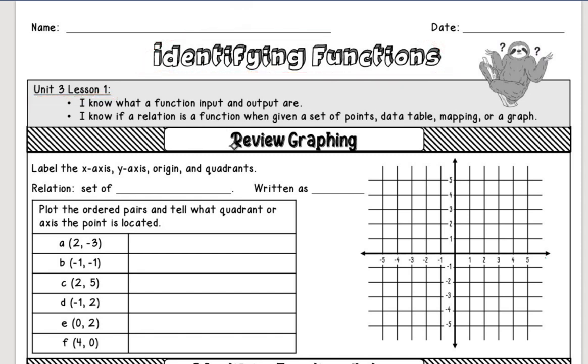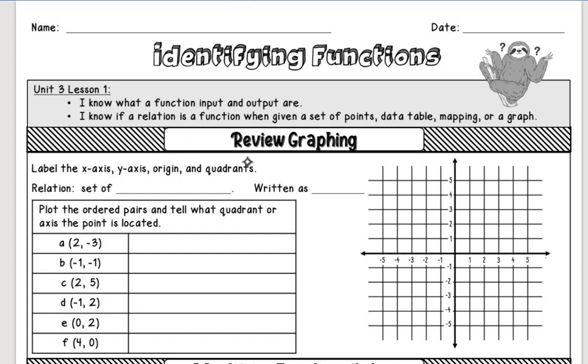And so if you are given a set of data points, a data table, what's called a mapping, or a graph, you should be able to tell whether that set of data is a function or not. And when we talk about functions, we'll often refer to it as inputs and outputs, which just makes it sound a little bit more technical than it really is.